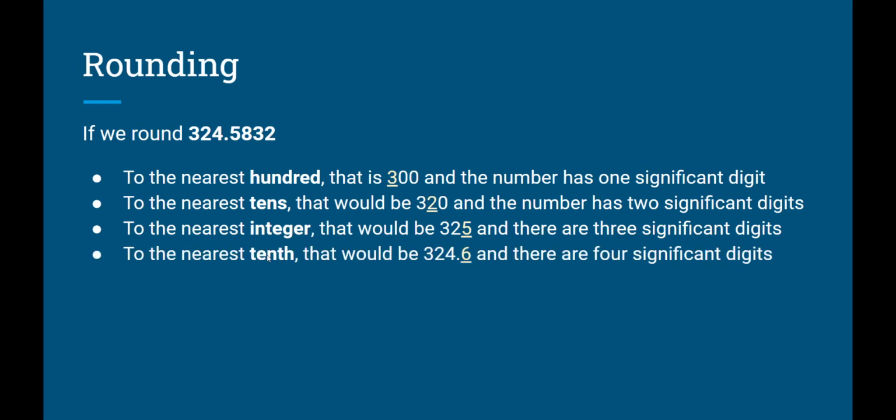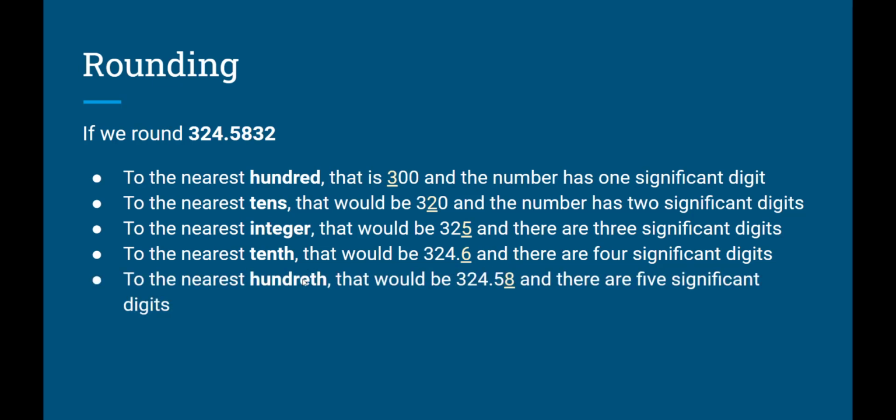To the nearest tenth, we identify the tenths place. That is the first place to the right of the decimal. Since I have a 5 there and an 8 directly to the right, I'm going to bump that 5 up so that I have 324.6. This 6 represents the tenths place. If you think about symmetry, we have the 4 in the ones place. Tens is to the left of the ones place. Tenths is to the right of the ones place. This number has 4 non-zero digits. Therefore, this number has 4 significant digits.